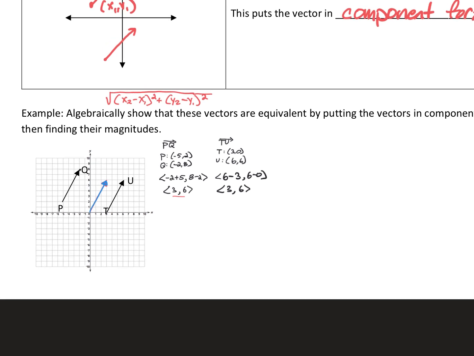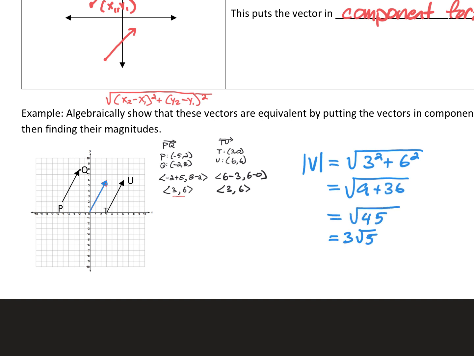So I can either use the points and then use the distance formula, or now that I've already done that process, I'm just going to go ahead and find their magnitude, which is going to be the same, denoted like this, by taking the square root of the a value squared plus the b value squared. So I'm getting 9 plus 36, the square root of 45. So the magnitude of this vector is the square root of 45, or 3 root 5.